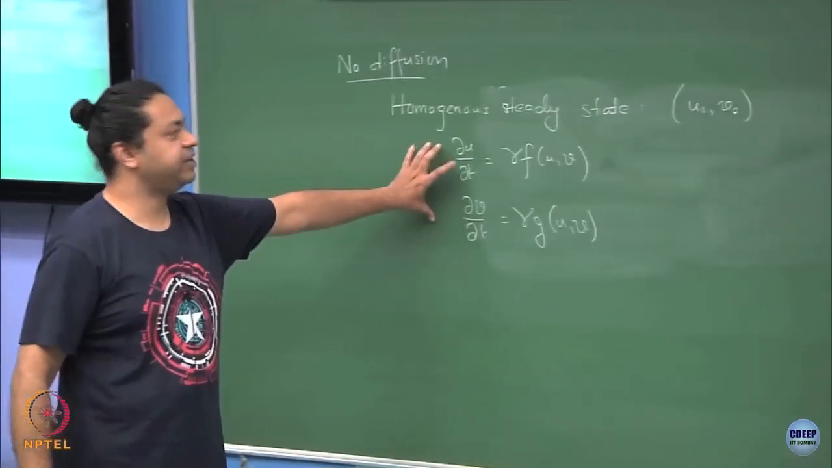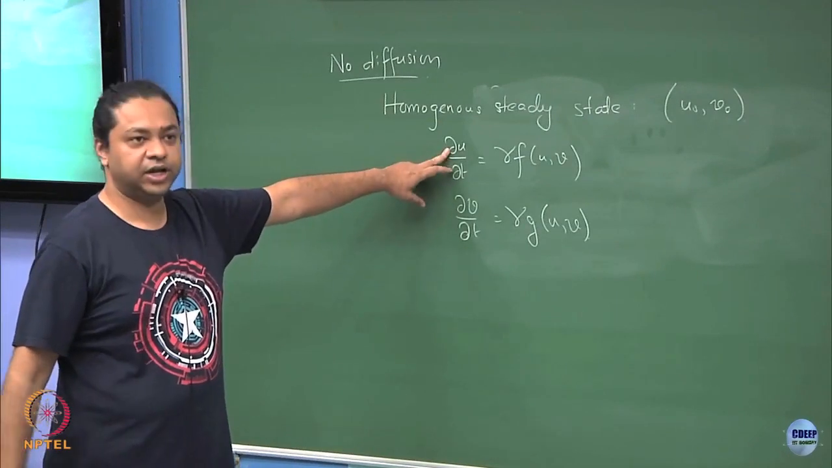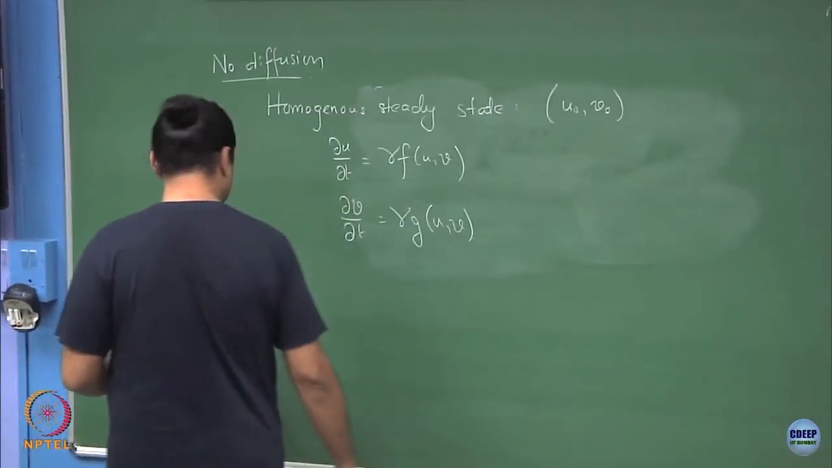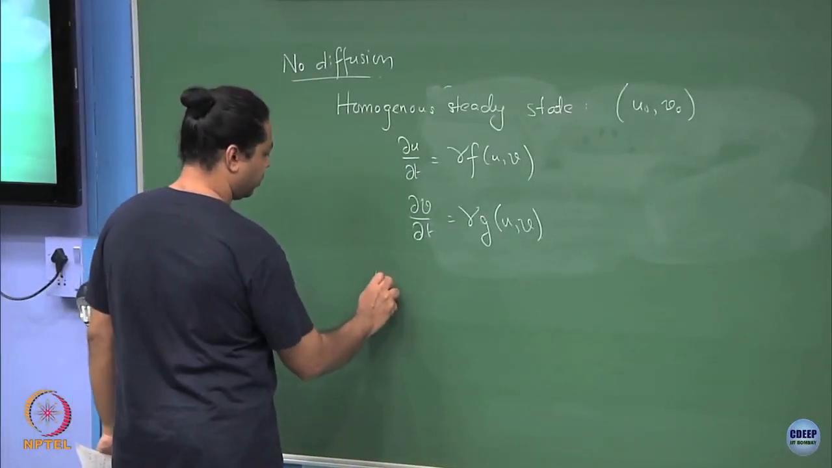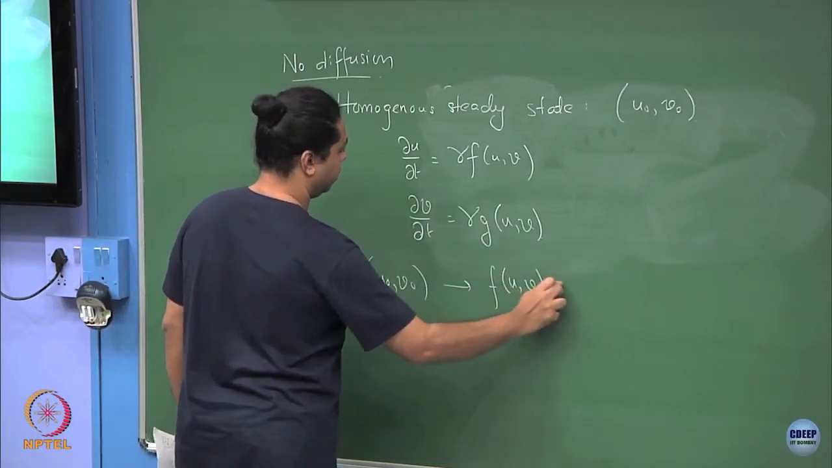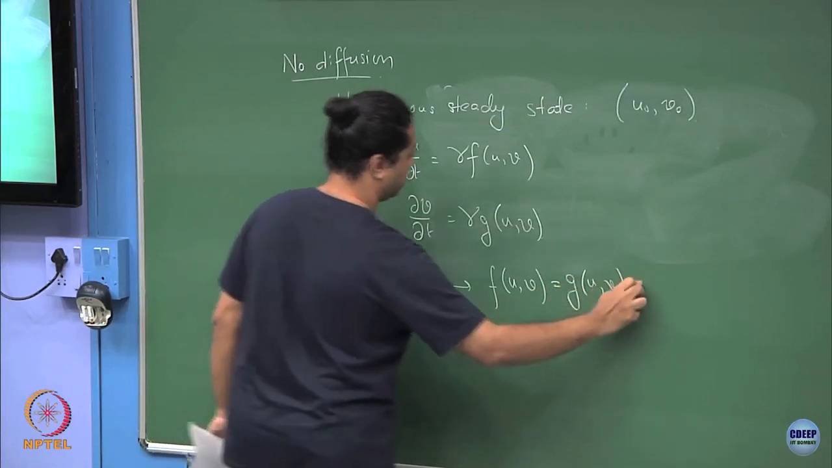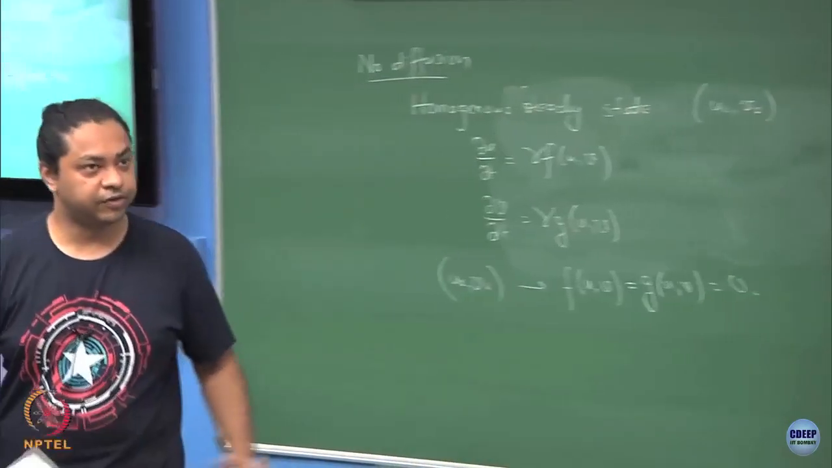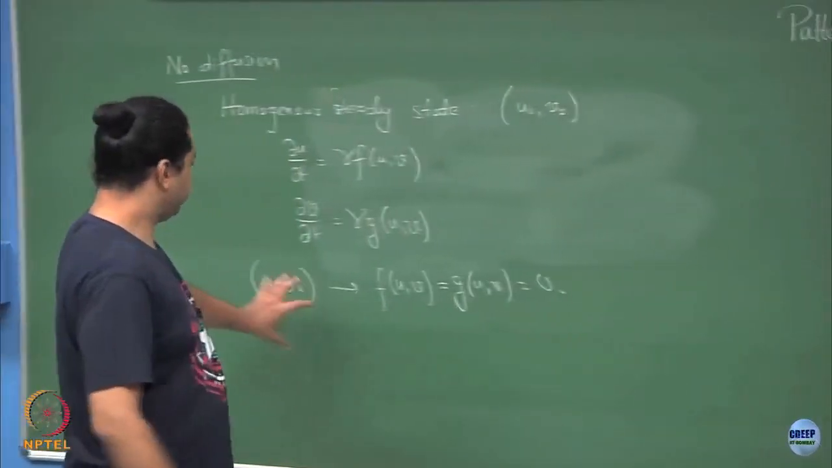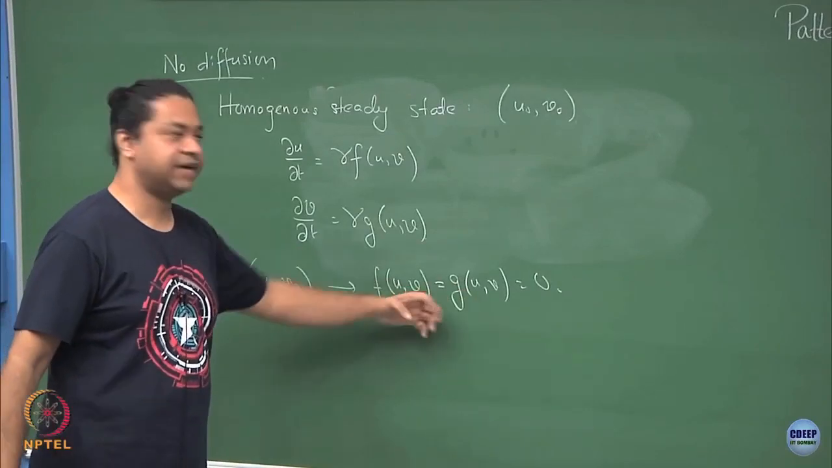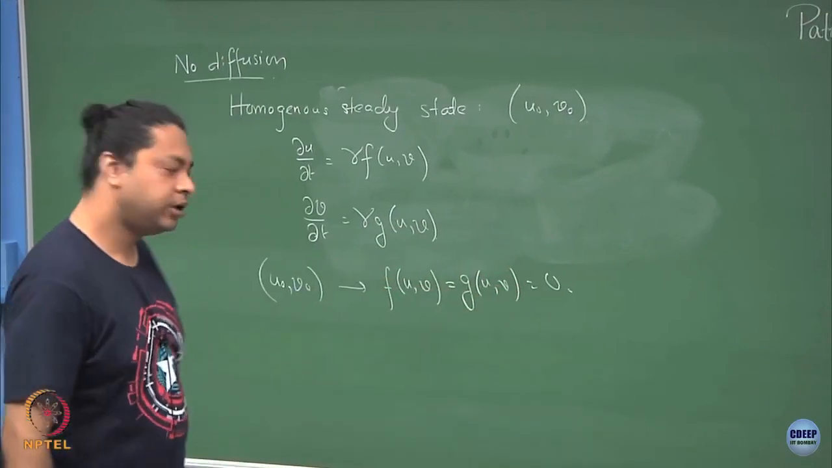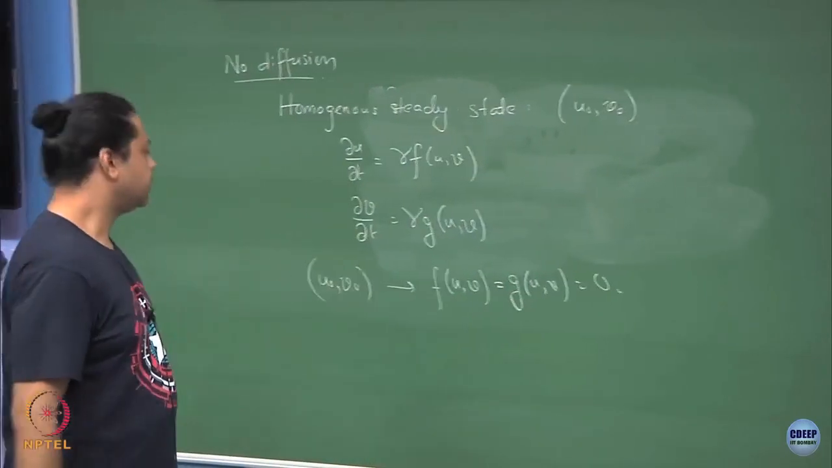So, how do I find the steady state of this equation? I just say that del u del t is 0, del v del t is 0. So, u naught comma v naught are solutions of f(u, v) equal to g(u, v) equal to 0. So, this is the homogeneous steady state in the absence of diffusion. As long as I do not specify f and g, you cannot find the particular solution, but in general, given an f and a g, you can equate them to 0 and find out the steady state.